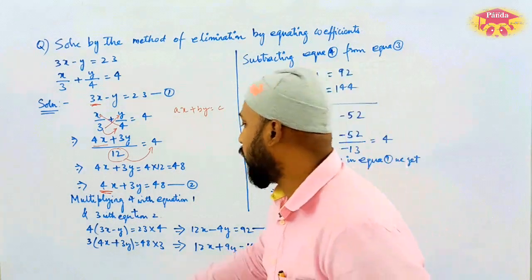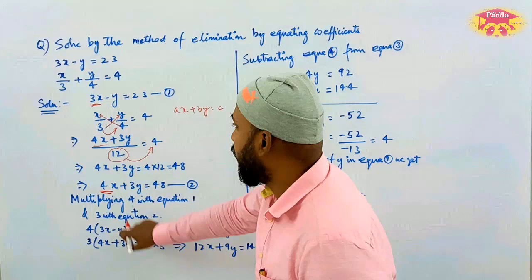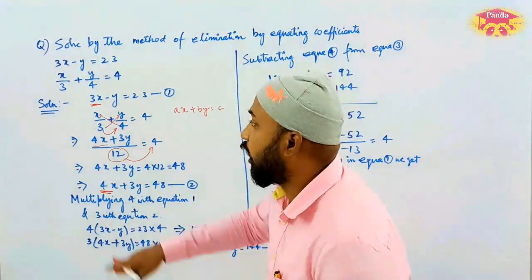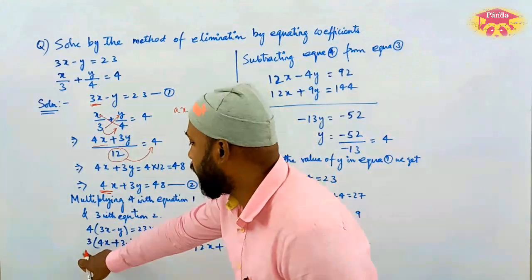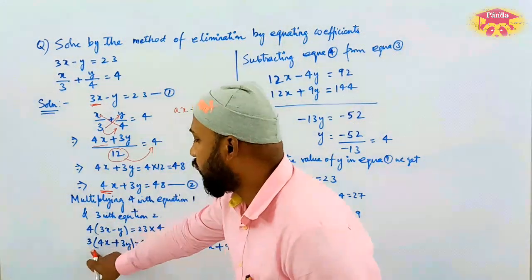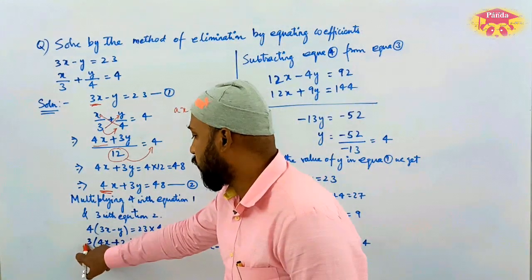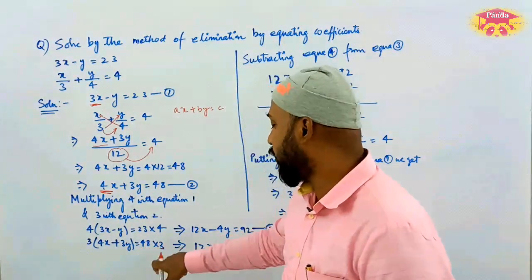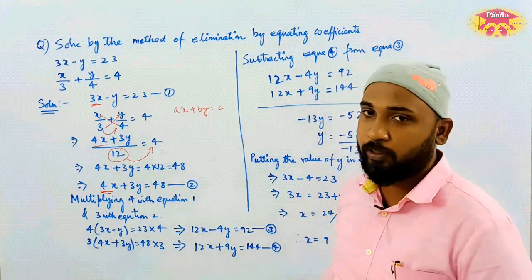Now you see there is one more equation, 4x plus 3y is equal to 48, which is equation 2. And how much do we need to multiply? We need to multiply 3 to it. When we multiply 3 to it, what will we get? 3 into 4x is 12x. Plus 3 into 3y, how much will it be? 9y, and that is equal to 48 into 3, which is 144. This becomes our equation 4.